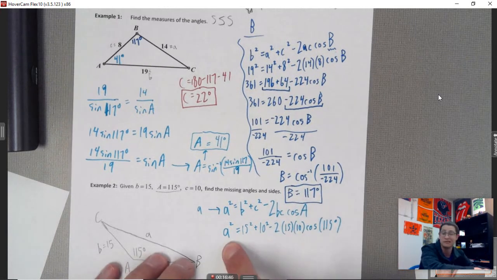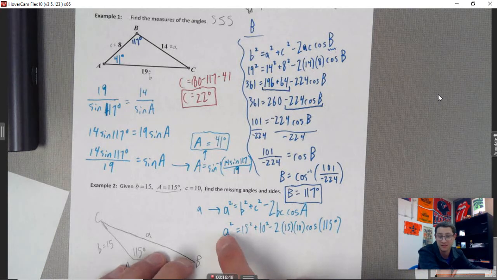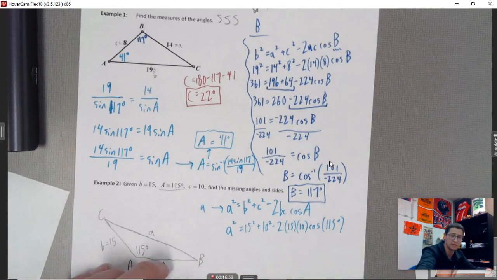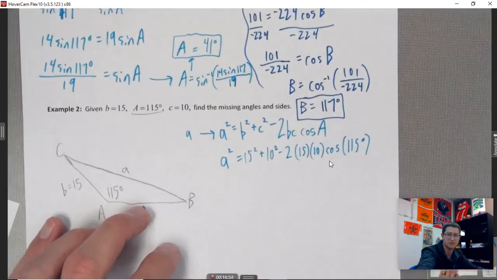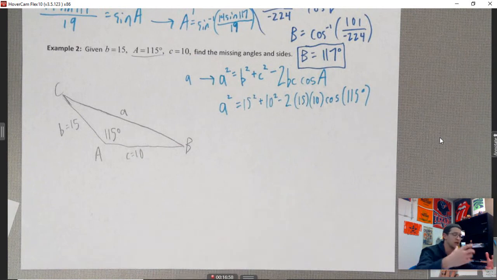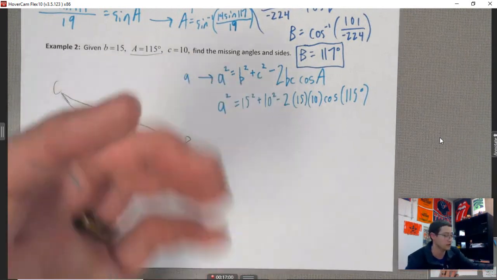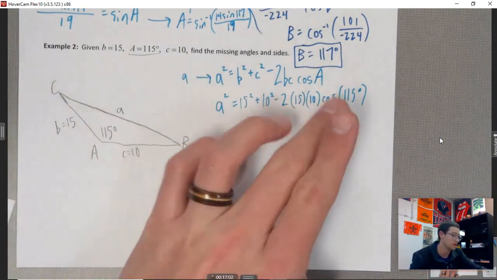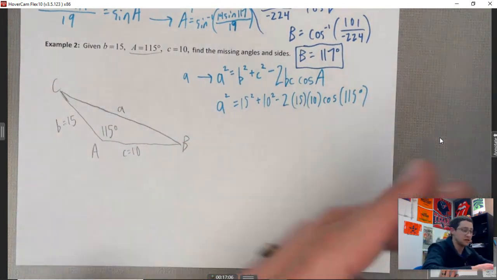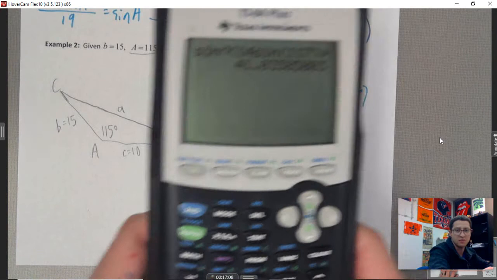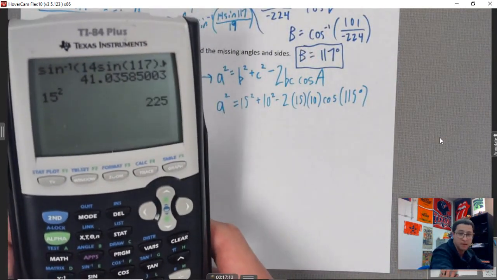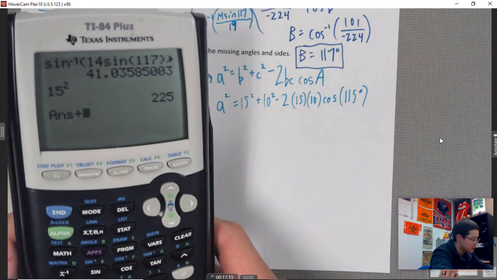And then you'll take the square root on both sides because that's how we're going to solve for A. But again, me personally, I do not like to put everything into the calculator because I like to trust my own work. I'm going to use the calculator to get some of this, and I'm going to need it for cosine 115. I just don't like putting it all in at once. I think it helps us understand the processes a little bit better. So I'll do 15 squared, and then add 10 squared.